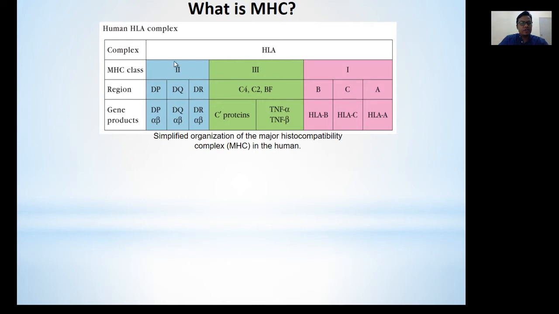As for class 2, they are expressed in the antigen presenting cells. And for class 3 genes, the HLA genes encode the complement proteins and also the majority of the cytokines. So MHC, major histo means tissues, compatibility means getting along. So this is the gene that determines whether the tissue or organ between the recipient and the donor will get along or they will be rejected by the host.